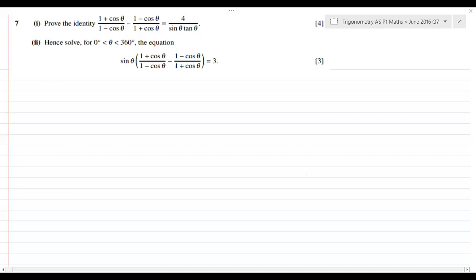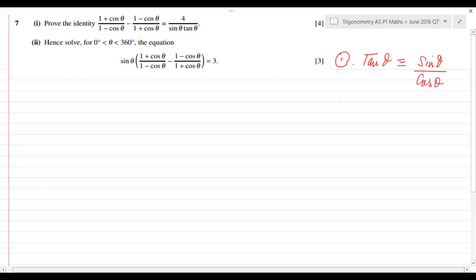Okay, now this is another question which is from paper one, June 2016, question number 7. This is identities. Remember the two identities that we use? I'll just write them down over here. The first identity that we use is tan theta is equal to sine theta over cos theta.